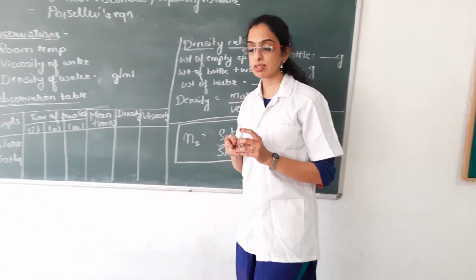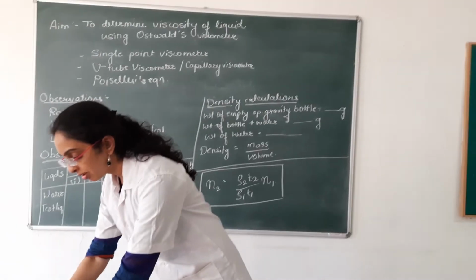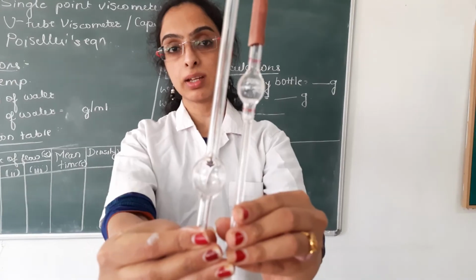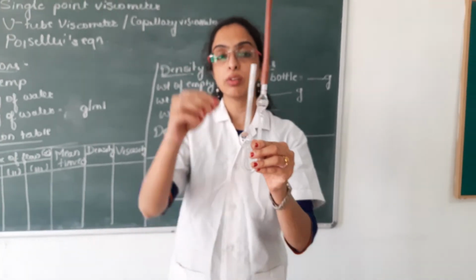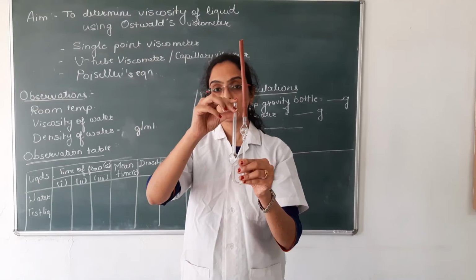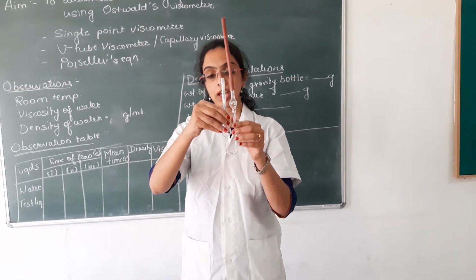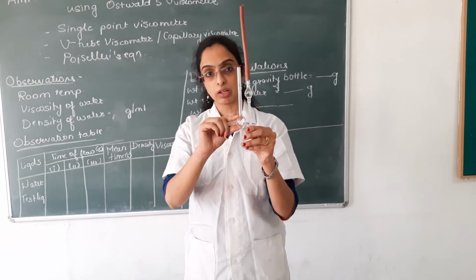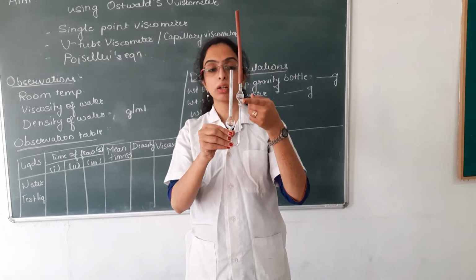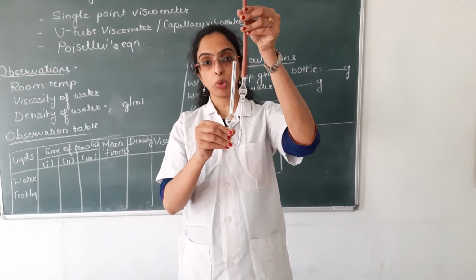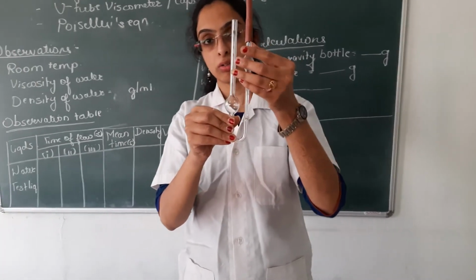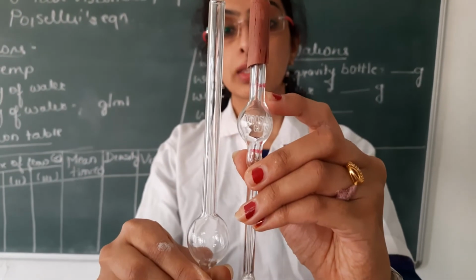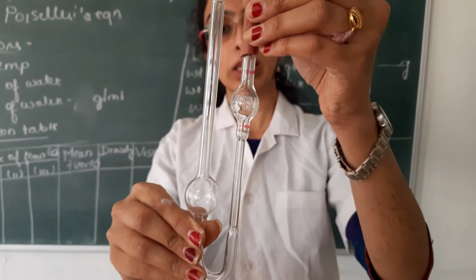Okay, now the main thing is how to perform the practical. So this is the Ostwald viscometer, you can say. We will add the fluid from this port. Okay, and then we will fill it until this bulb gets filled. Okay, after that we will suck up the liquid from this port, above this mark. Okay, so above this mark we are going to suck up the liquid.